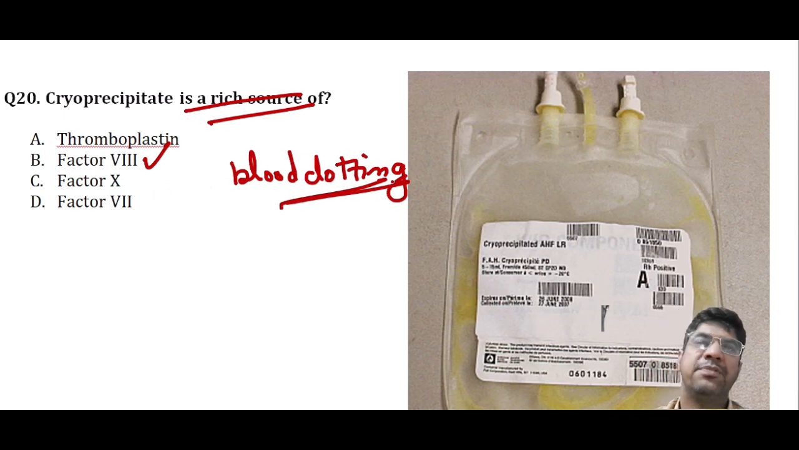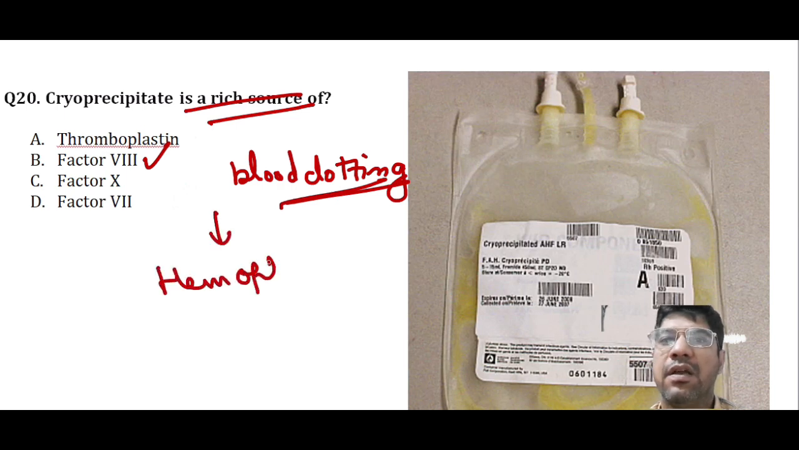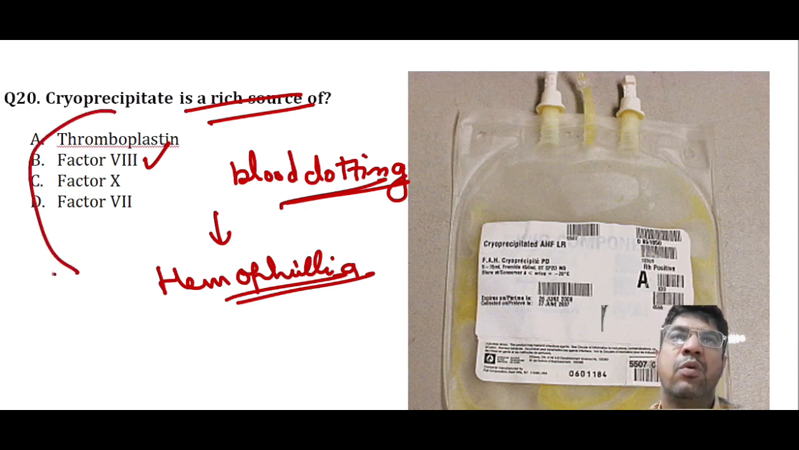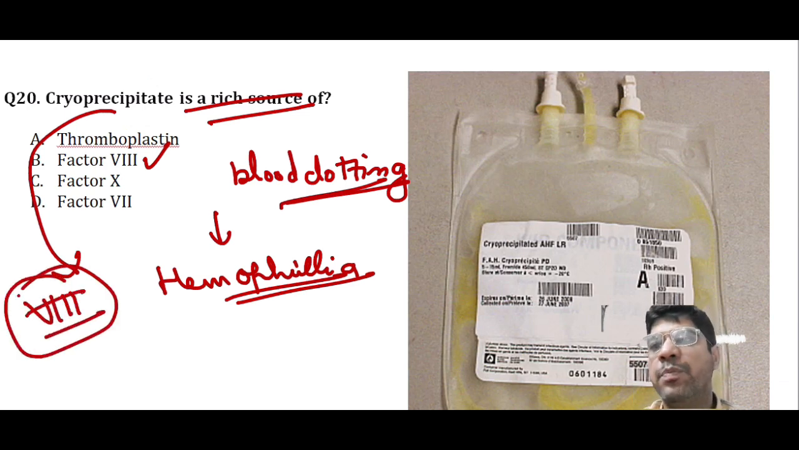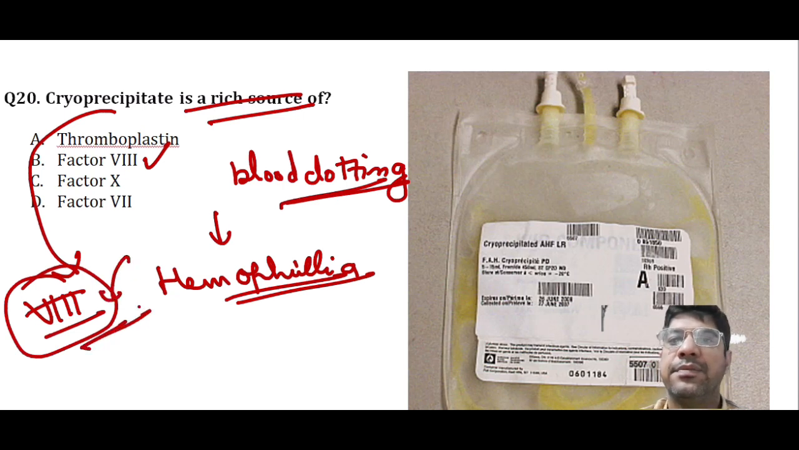So think of cryoprecipitate as a magic potion for your blood. Some people have a condition like hemophilia, where the blood cannot clot properly. This means they can bleed a lot even from small cuts. Inside cryoprecipitate there is a factor known as factor 8, right? That is like a superhero for blood clotting. A person with hemophilia doesn't have enough of this superhero, factor 8, in their blood.